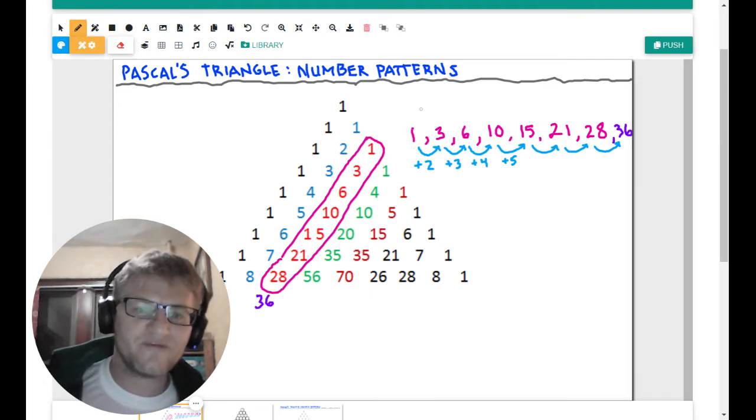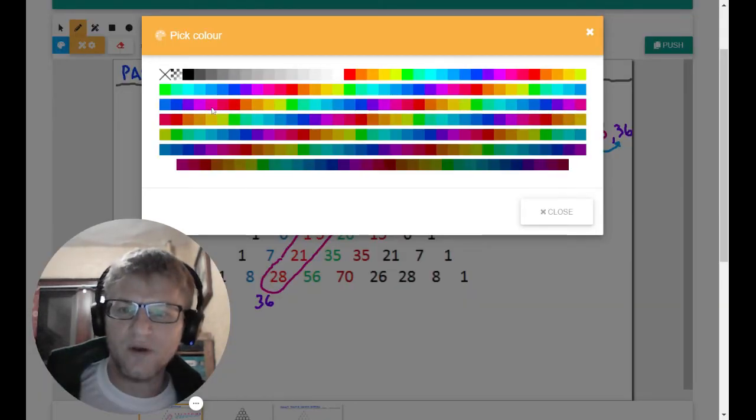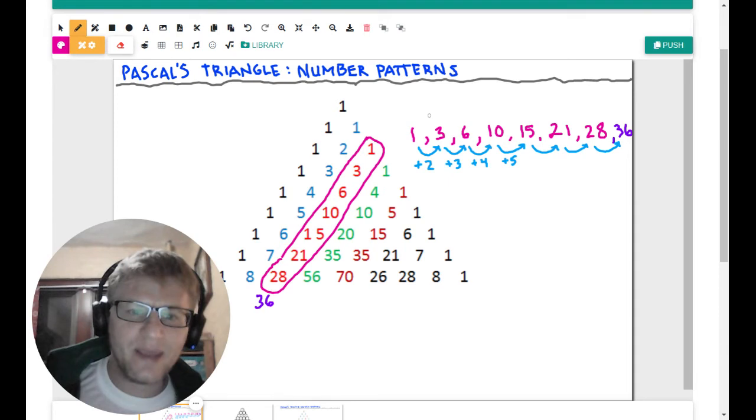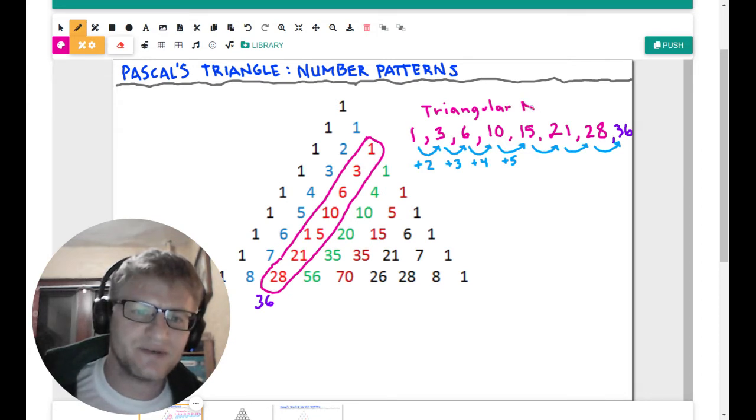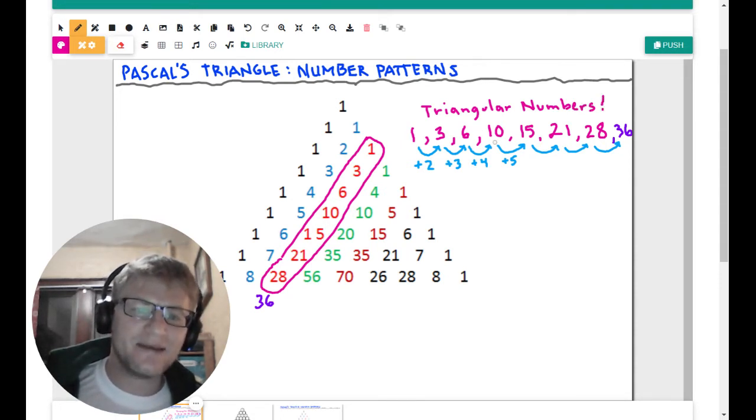Now, there's a name for this pink set of numbers, the numbers I wrote up there. Not the blue ones below, but the pink numbers are called the triangular numbers. And I want you to do something for me in your assignment. I want you to show how a triangular number works. So 10 is a triangular number. I'm going to show you how.